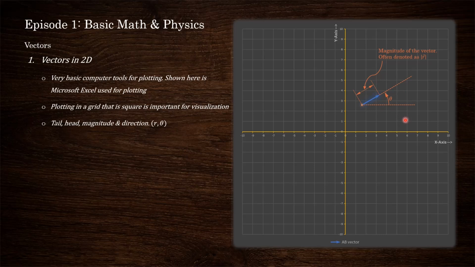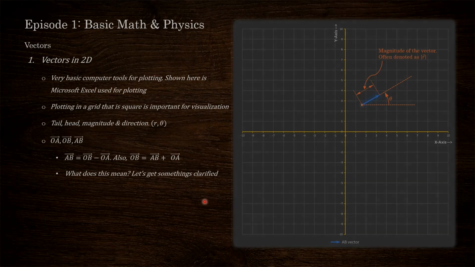And let's see what are the other more common things that we see. Oh, yeah. OA, OB, and AB. These are like just thrown out in the dark when we were studying vectors. But what does that really mean? And we say, oh, AB vector is OB minus OA vector. Also, if we do the opposite, rearrange this, we say OB vector equals AB plus OA. What does this really mean? Let's get something clarified here.